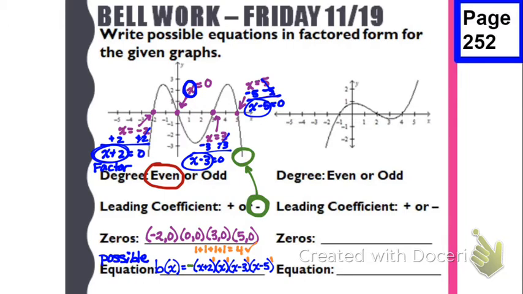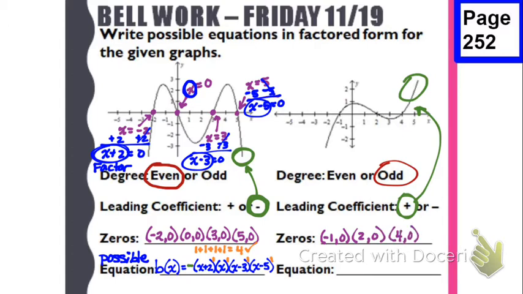Let's go do the one that's on the right. Is that even or odd? Odd. And you know that because? Ends are going opposite ways. Leading coefficient? Positive. We look at the right side for that, the right end. How many zeros are there? 3. What are they? (-1, 0), (2, 0), and (4, 0).